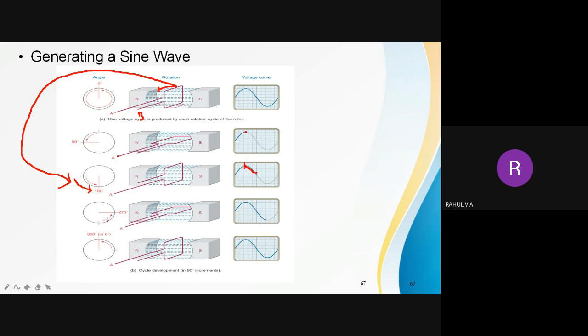And again, when it is rotating to 270 degrees, that means after 180 it is rotating again by 90 degrees. So what happens is A comes near the south pole. The A conductor comes near the south pole, and the B conductor is near the north pole. So maximum induced EMF, or maximum induction, is happening at B rather than A.